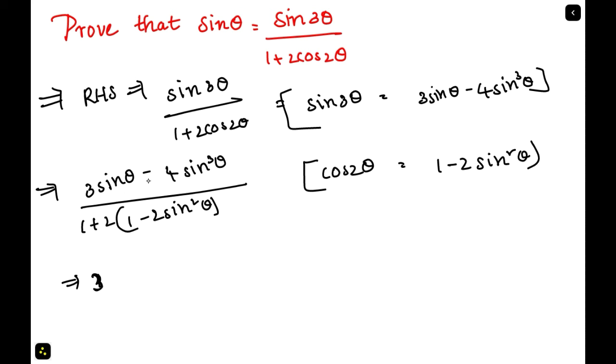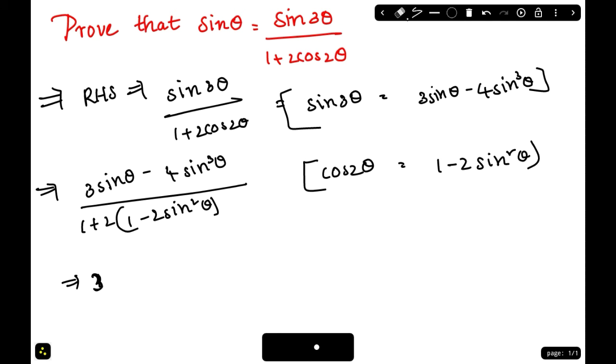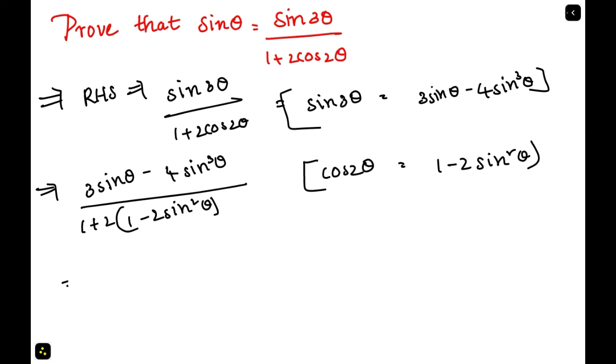So 3 sin theta minus 4 sin cube theta. Here sin theta is there, right? We can take sin theta as common. Sin theta is common and we can write 3 minus 4 sin square theta, because in cube, if we take one sine out, we will be left with 2 sines, that is sin square.